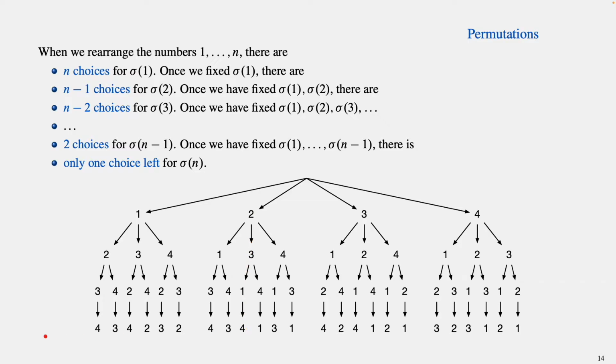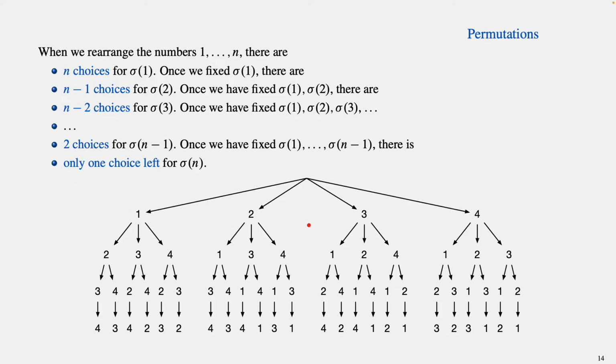And now the last step, the fourth choice we make, is where we put the element 4, but the only place left is 4 itself, so the element 4 is moved to itself. So it gets fixed by this particular permutation. And you see this tree here shows all possible permutations of the numbers 1 to 4. And yeah, this illustrates these choices, the decreasing number of choices, quite well.